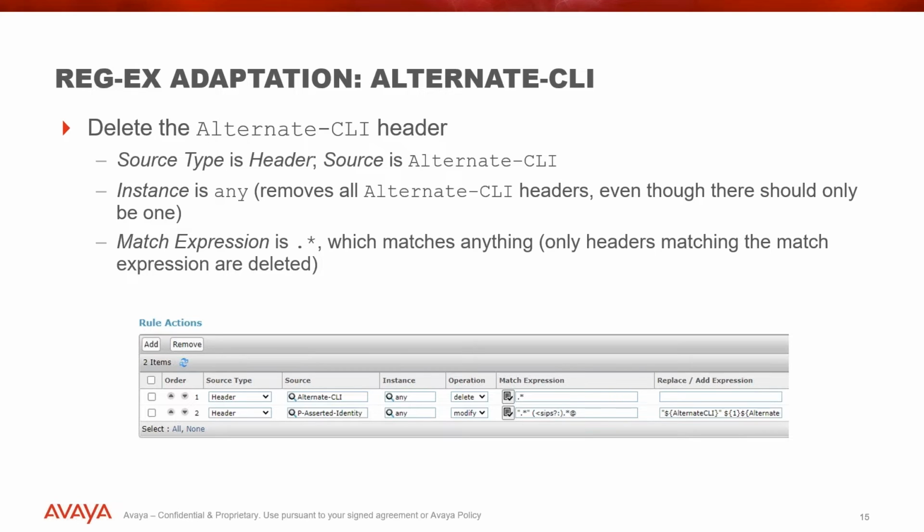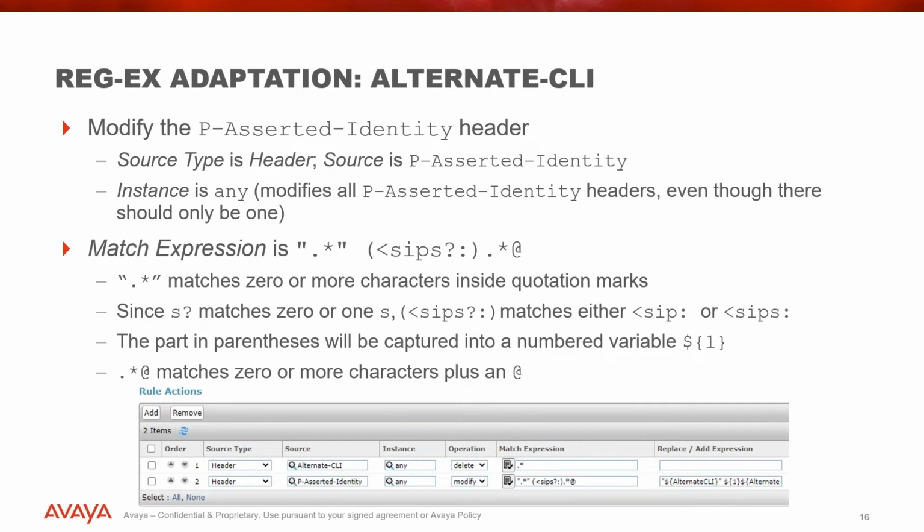Next, we're going to modify the P-Asserted-Identity header. There's a fairly complicated looking regular expression there. We'll look at it in more detail on the next slide. So the match expression is double quote, dot star, double quote. That's going to match a display name, followed by angle bracket, SIP-S question, colon, all of that in parentheses, dot star at. So let's break that down into pieces.